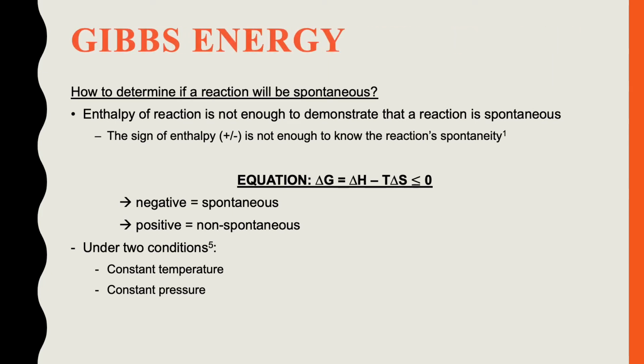Gibbs free energy. So how are we going to determine if a reaction is spontaneous? The sign of the enthalpy or the entropy is not actually enough to know whether a reaction will be spontaneous. And so that's why we use this equation right here, which calculates the change in Gibbs free energy. We calculate this by having the change in enthalpy subtracted by temperature times the change in entropy. If that value is negative, then we know that the reaction will be spontaneous. If that value is positive, we know the reaction will be non-spontaneous. And this equation is valid under these two conditions, at constant temperature or at constant pressure.